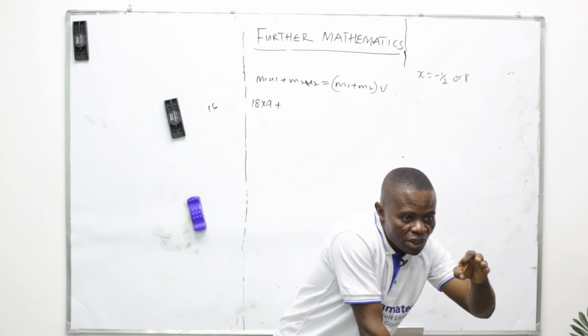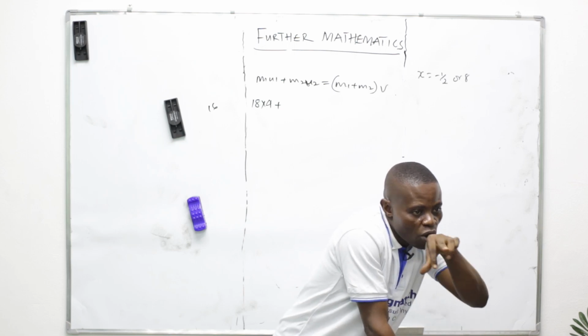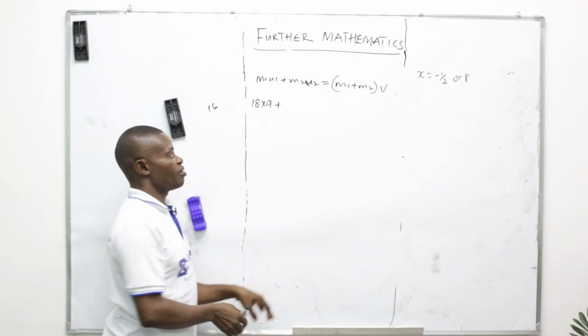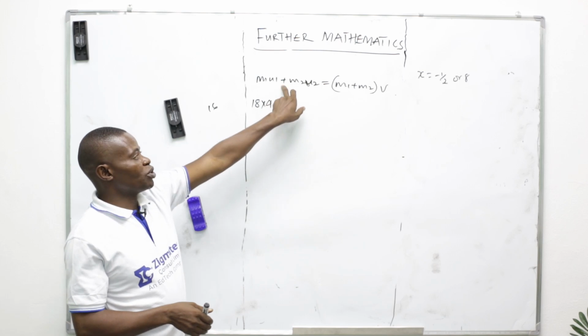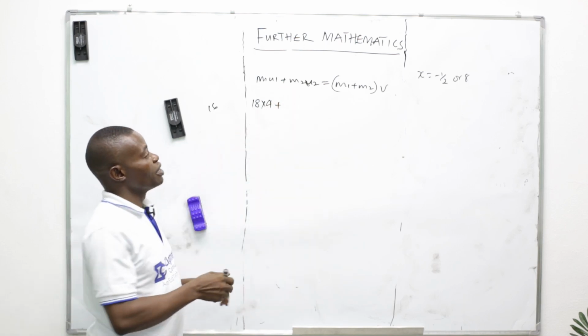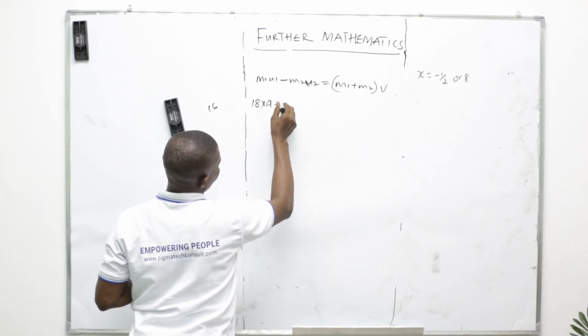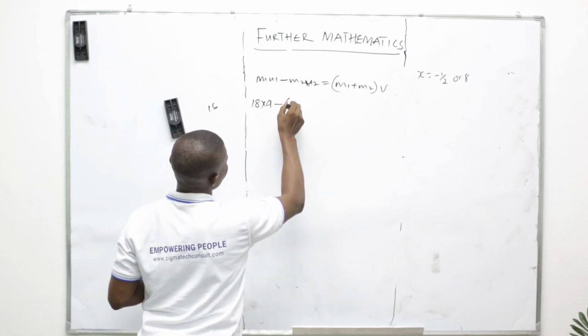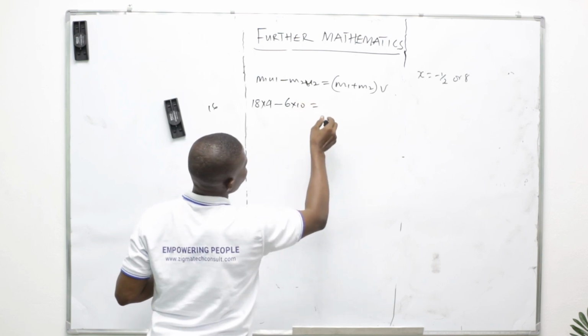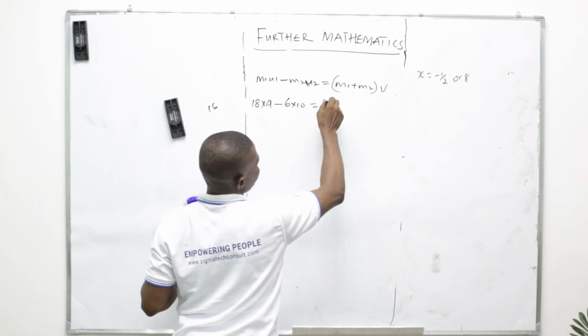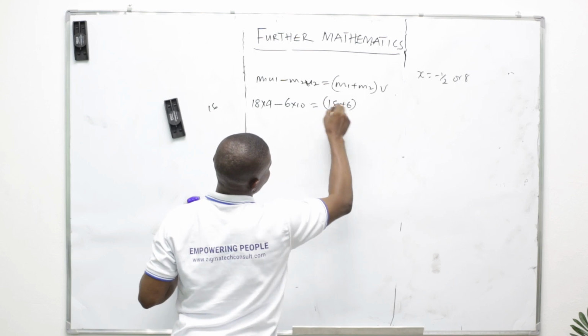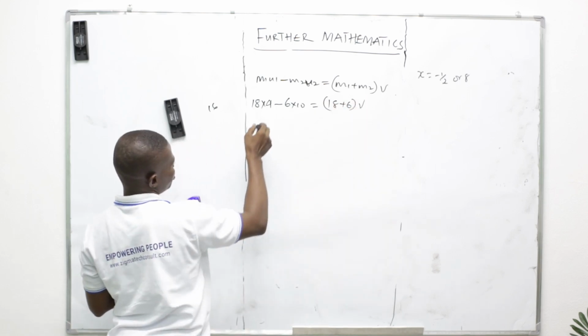They collide with another body of mass, this, in the opposite direction. Whenever you hear the word opposite direction, there must be minus in this formula. But if there's no opposite direction, forget about minus, just use your plus and go away. That is 6 times 10 equals m1 plus m2, which is what? 18 plus 6, into common velocity.